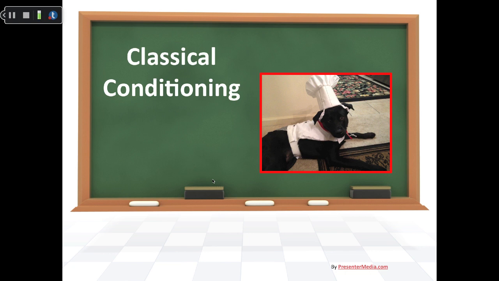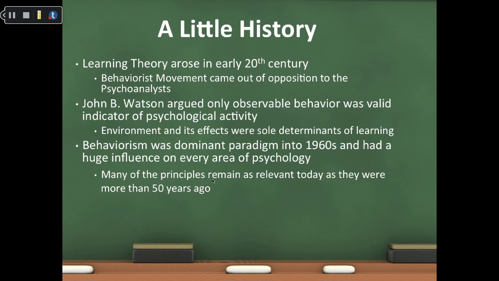So, classical conditioning. A little bit of history about classical conditioning comes, like I said, from the behaviorist movement. It arose in the early 20th century, and one of the main thinkers was John Watson. John Watson argued that only observable behavior was a valid indicator of psychological activity. This was coming as a reaction to the psychoanalyst movement.